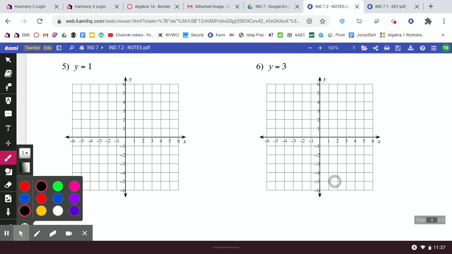So with just a Y equals 1, let's go with just the information that we have right now. Right now, all we know is that there is a point at Y equals 1. Well, this is your Y axis, right? So at Y equals 1, I'm going to put a point.